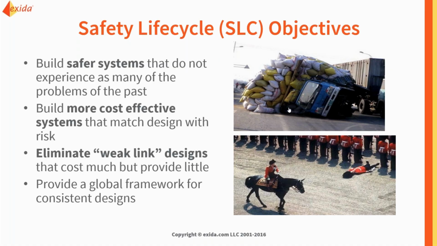We also want to make sure we don't have weak link designs. And if we do it right, it gives us a consistent framework for designs across the globe. So if we've got multiple sites, we should be able to get consistent results by following the life cycle. And of course, the two primary objectives: first and foremost, we want to avoid systematic faults, and we need to reduce the potential for random faults. These are the two primary things that we're concerned about.